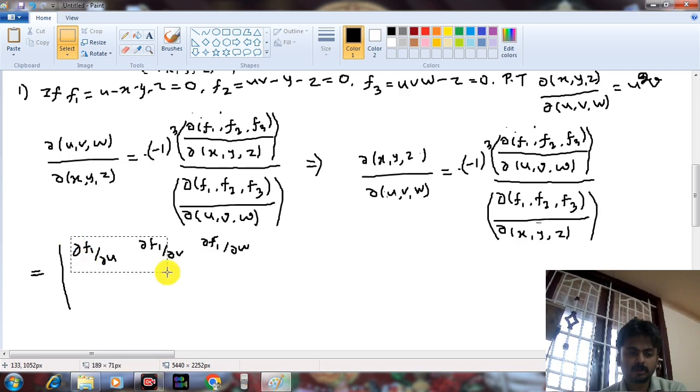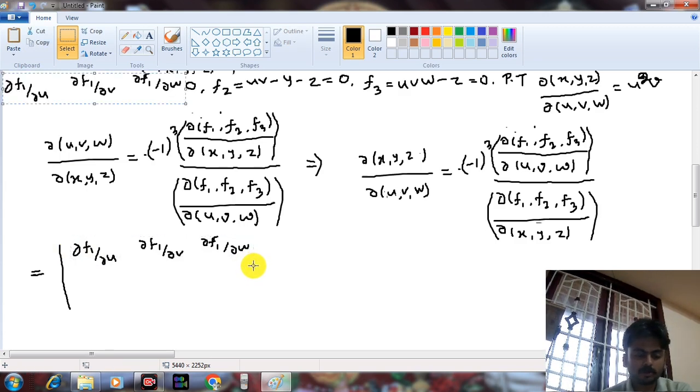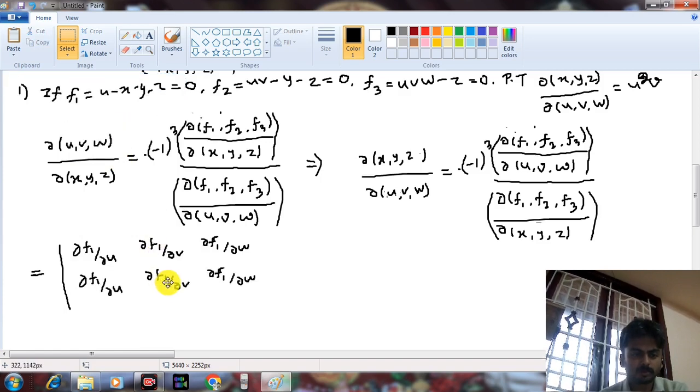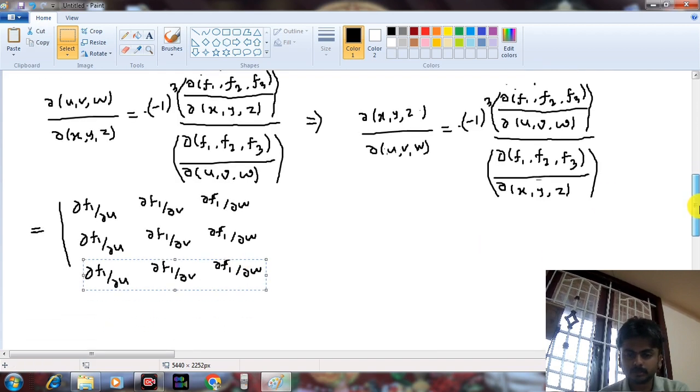Our second row will have everything as f2, and in the third row everything will be f3: dou f2 by dou u, v, w, and dou f3 by dou u, v, w.